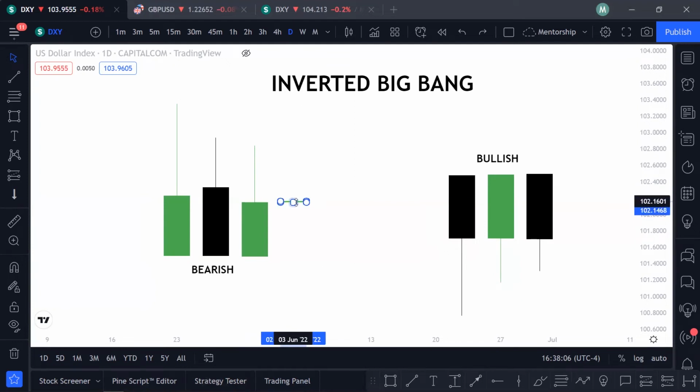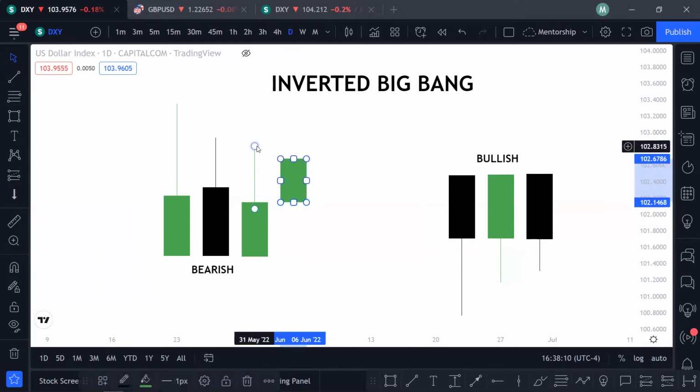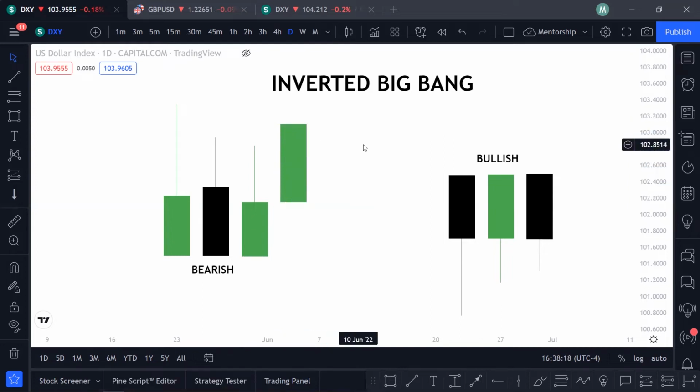Price opens, rallies. What do you think lies above here? Liquidity. Above here, liquidity. Trades above those highs. How many highs am I interested in? I'm interested in 1, 2. That's why it's called the inverted big bang.